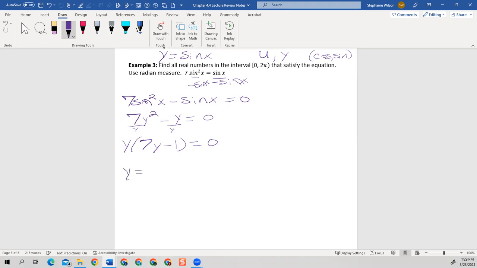Now I'm going to set the y equal to 0 and the 7y minus 1 equals 0. I'm going to go ahead and solve for this. Get it equal to y.